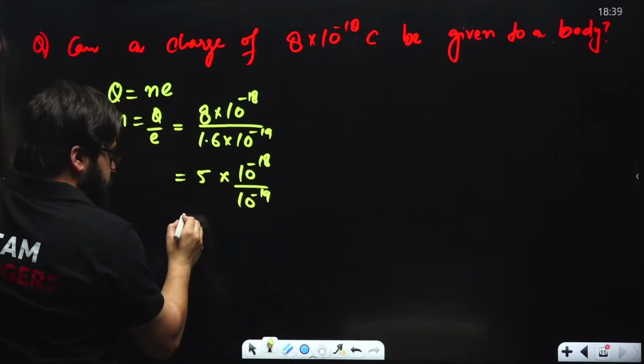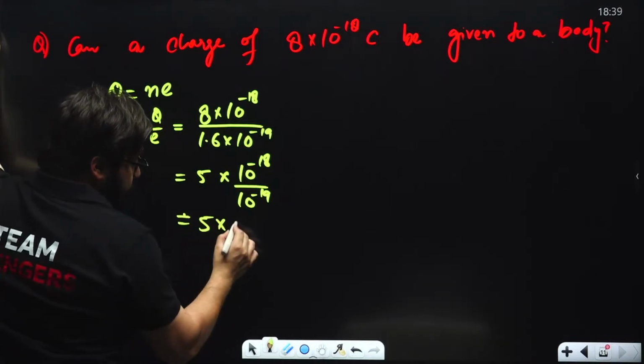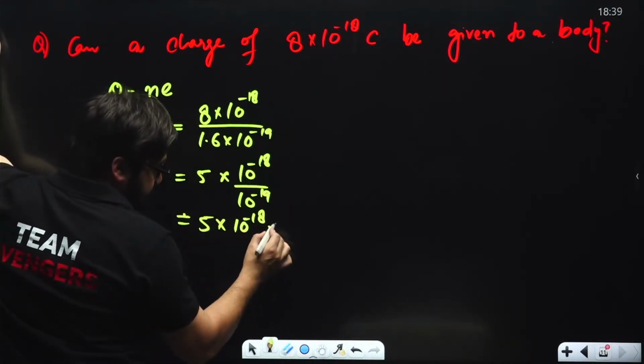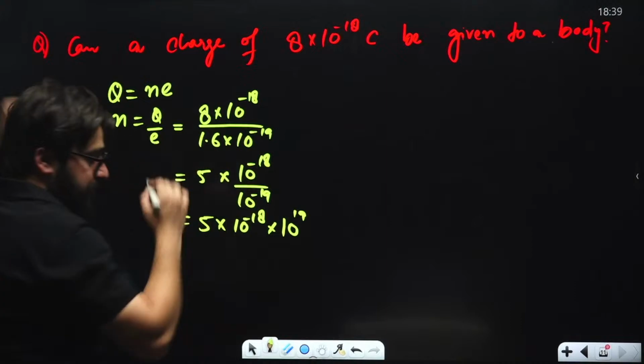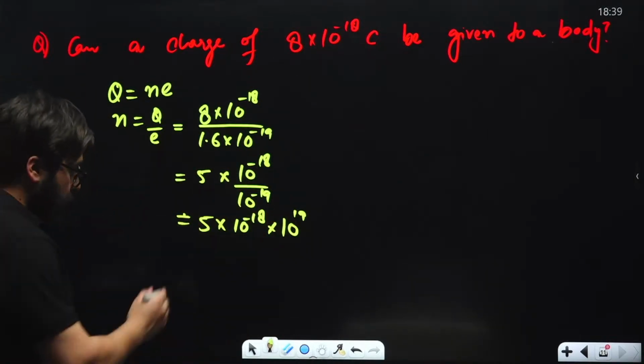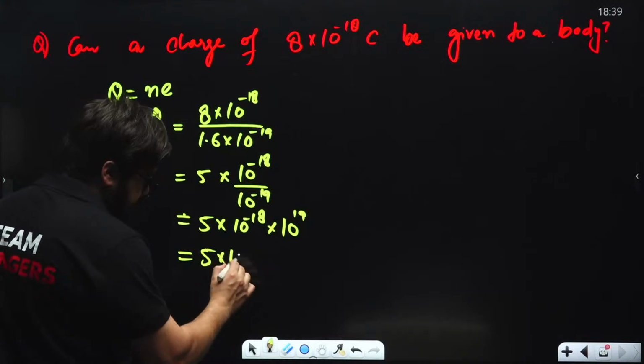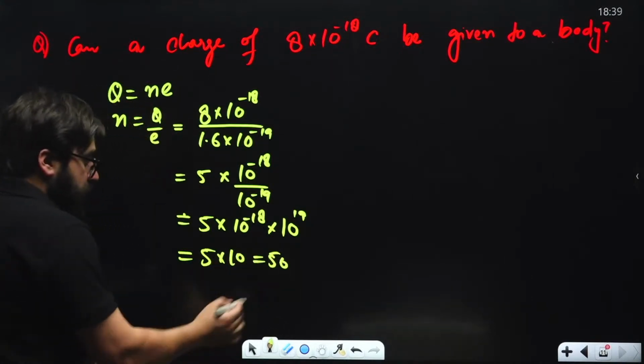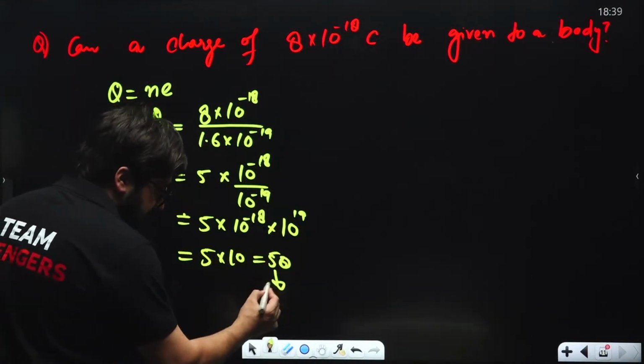If you take this in the numerator, this will be 5 into 10 raised power minus 18 into 10 raised power 19. So plus 19 minus 18 is 10 raised power 1. So this will be 5 into 10, so that will be 50. So in this case, n is an integer.